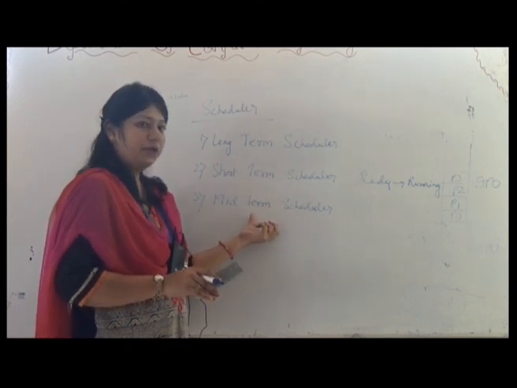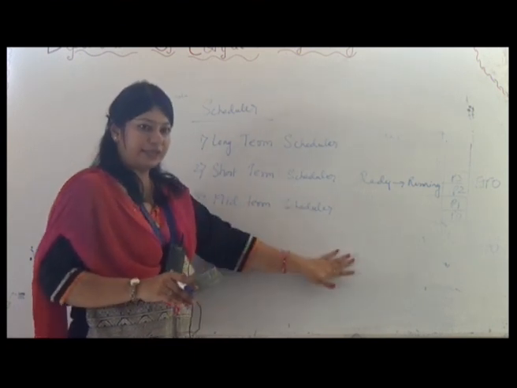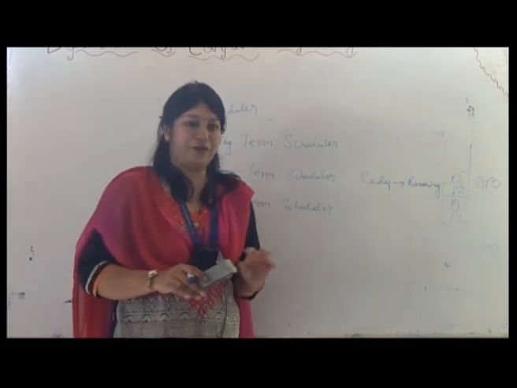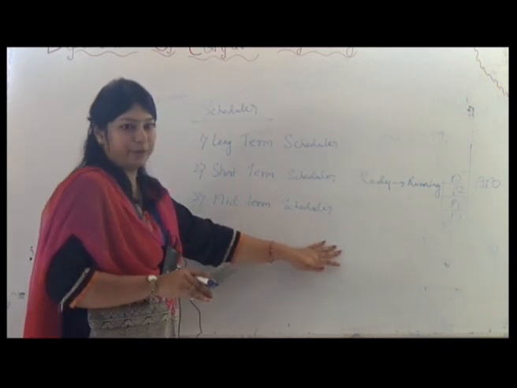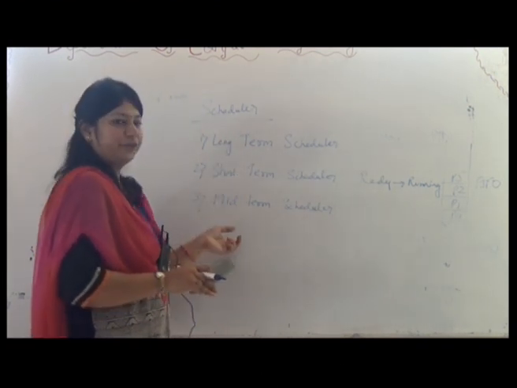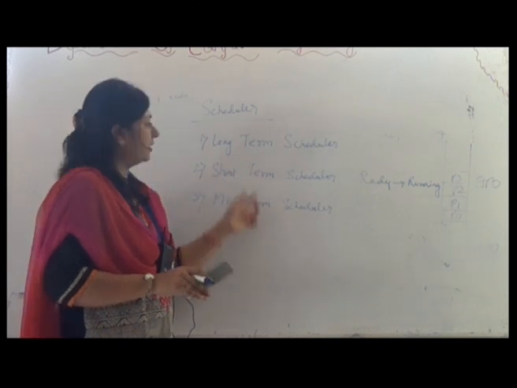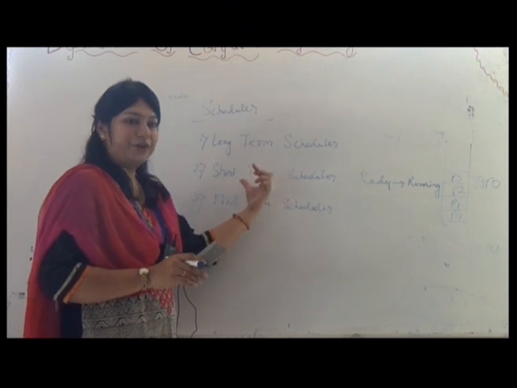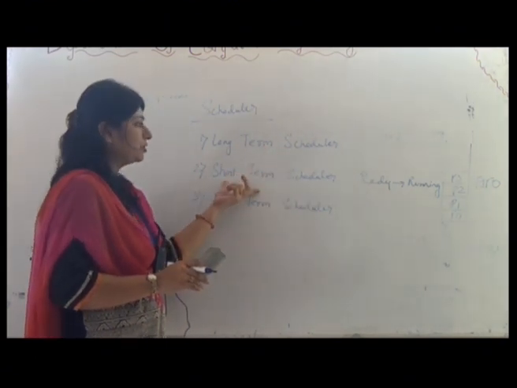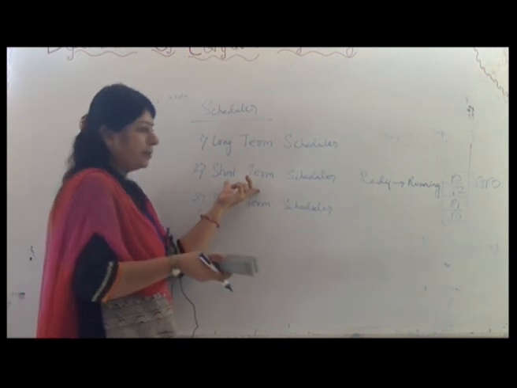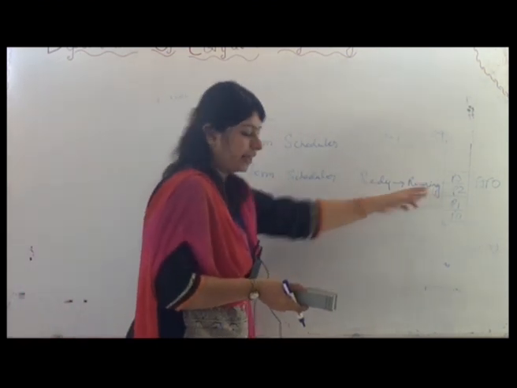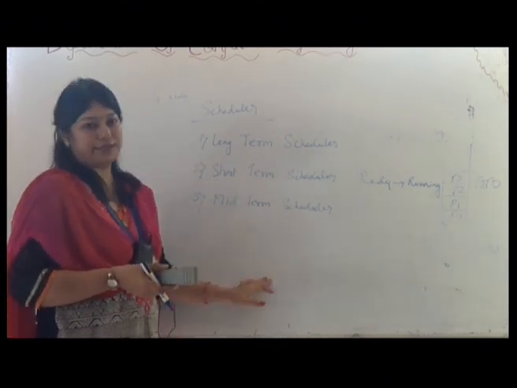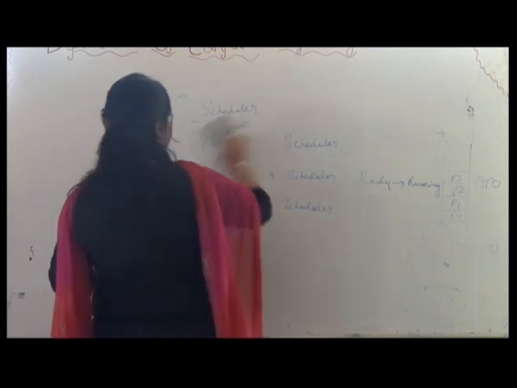Next is the mid-term scheduler. The role of the mid-term scheduler is to select which process has to be shifted from main memory to secondary memory when it is required to free our main memory. So these are our 3 different kinds of scheduler. I will repeat again: the purpose of the long-term scheduler is to shift a process from secondary memory to main memory. The short-term scheduler shifts a process within main memory from ready state to running state. The mid-term scheduler shifts a process from main memory to secondary memory. This was all regarding the scheduler.